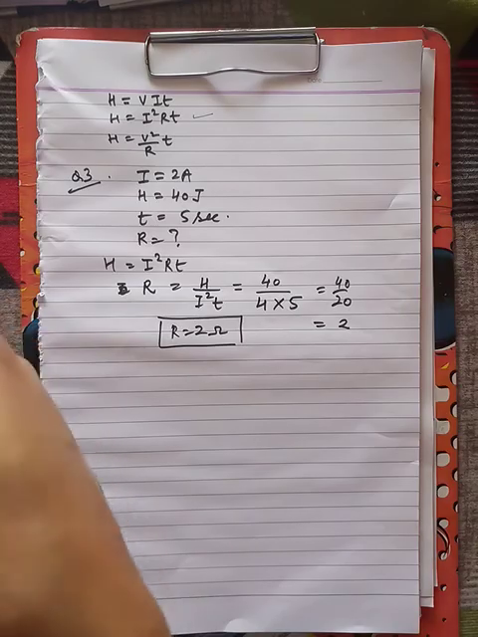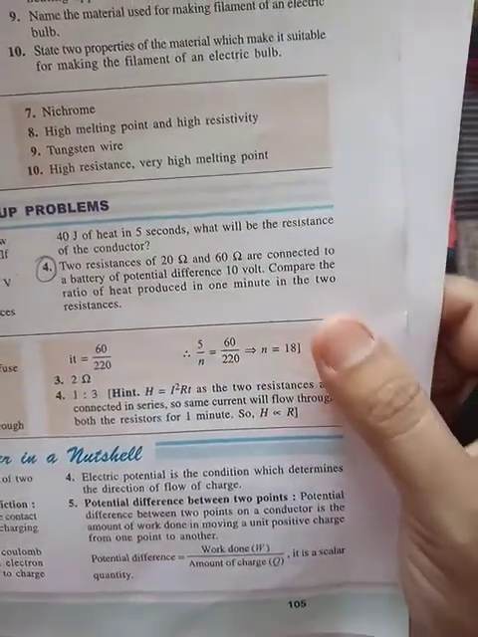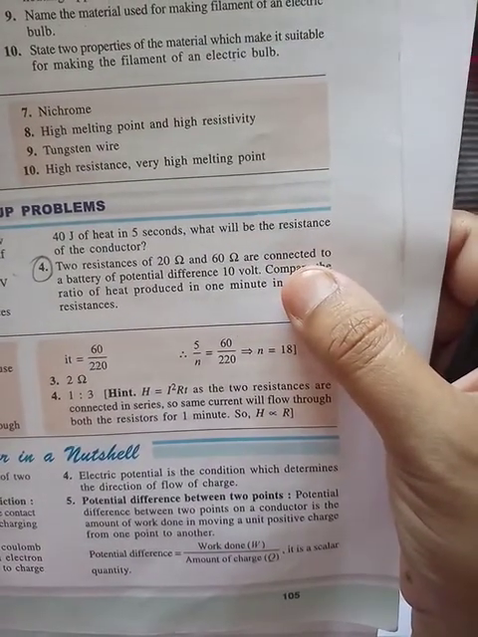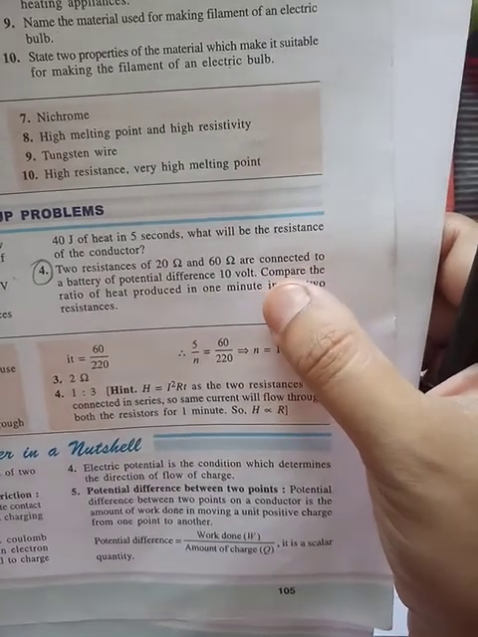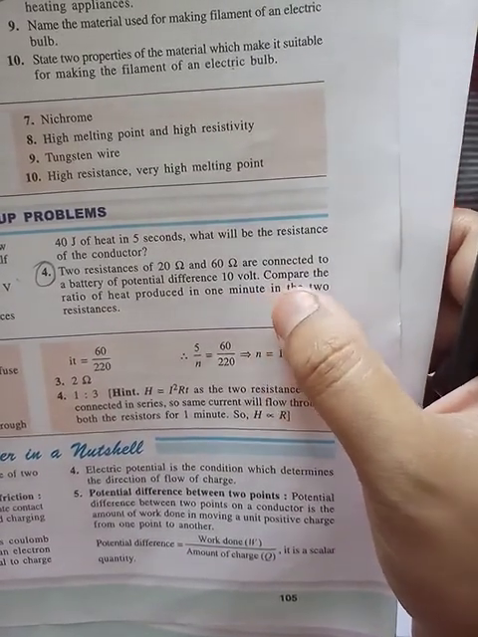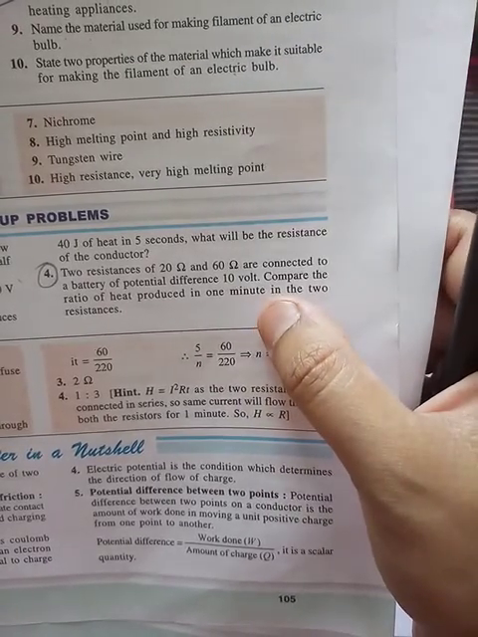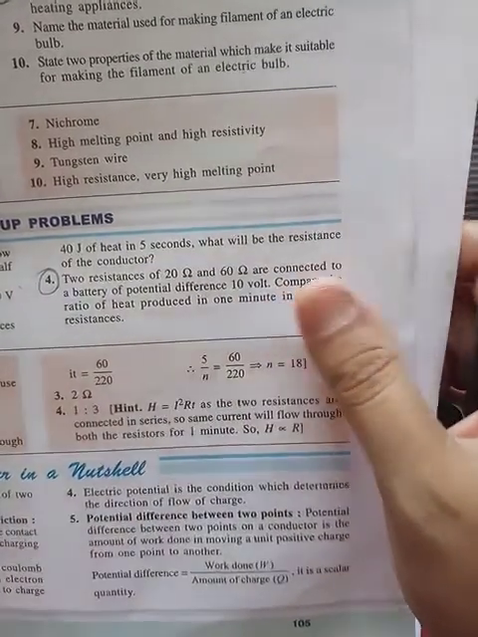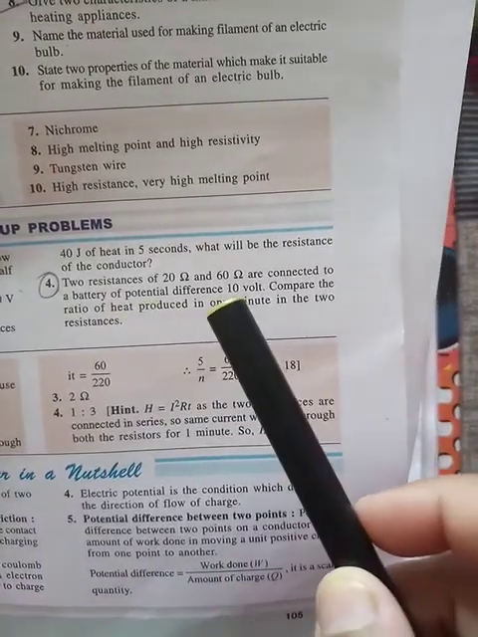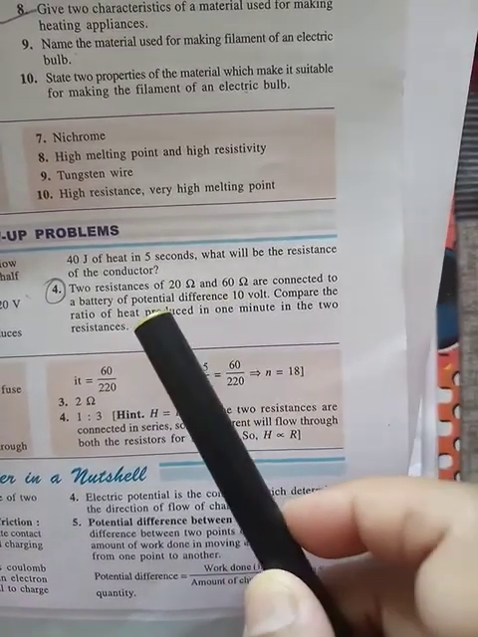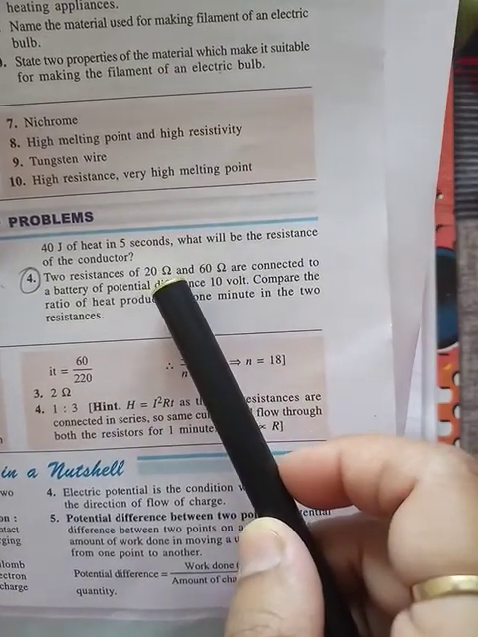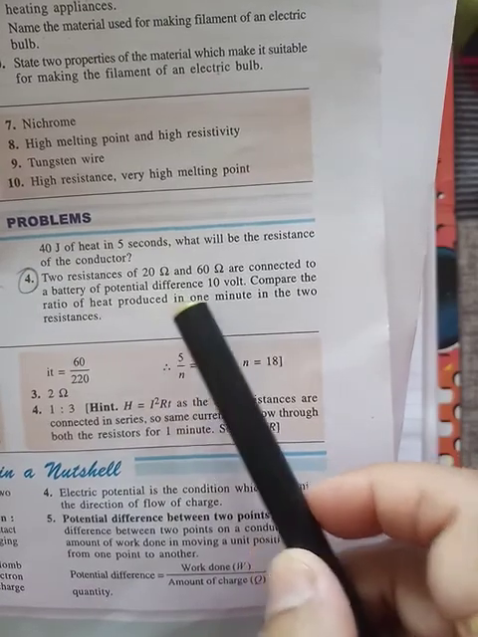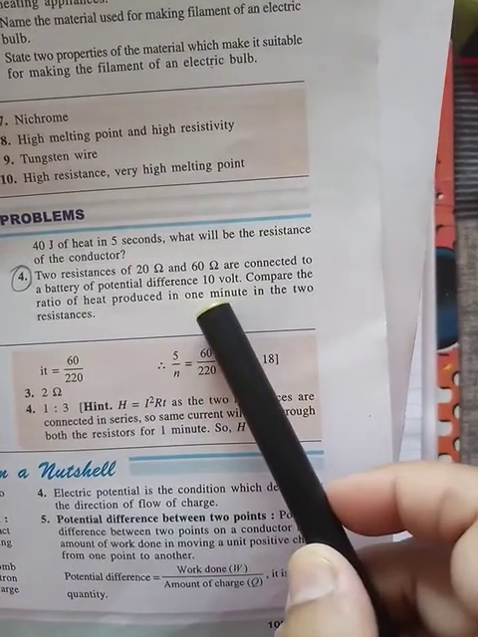Now the second type of question is given in question number 4. Two resistances of 20 ohm and 60 ohm are connected to a battery of potential difference 10 volt. Compare the ratio of heat produced in 1 minute in the two resistances. So what is given? V is given and R is given. We have to compare the ratio of heat produced in 1 minute, that means T is also given.